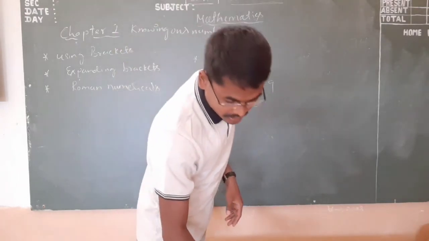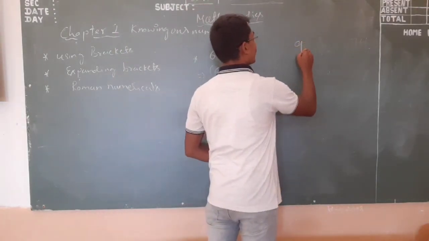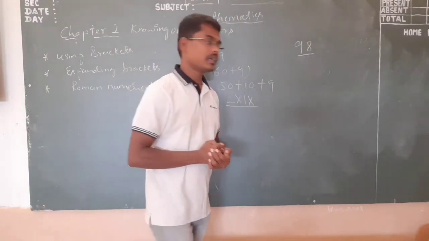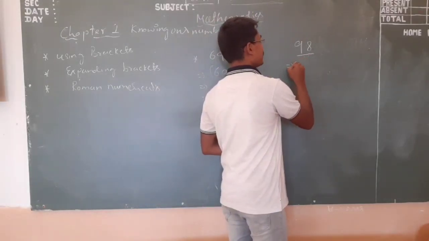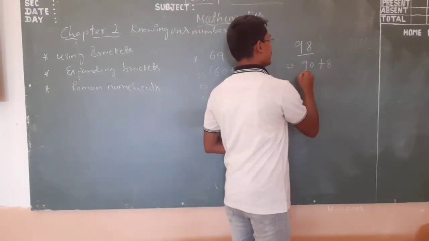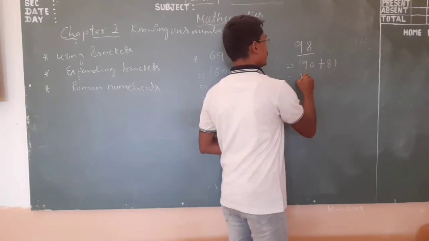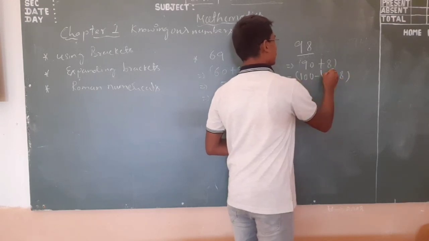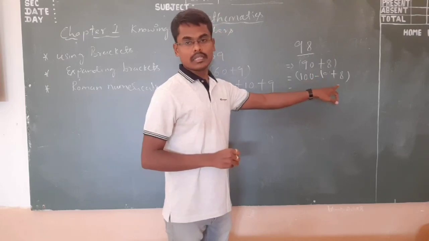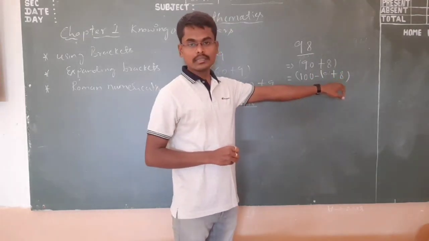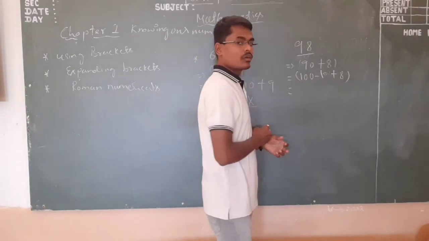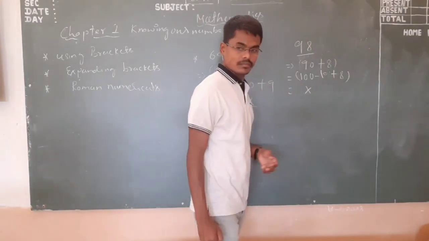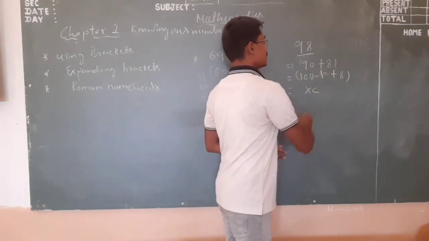Then one more example they have given, 98. How are we going to write the number 98? How are we going to represent this number 98? I can split this number 98 like this: 90 plus 8. Then I am going to write 100 minus 10 plus 8. 100 minus 10 gives 90, 90 plus 8 is 98. And we know that 100, how are we going to write? C.